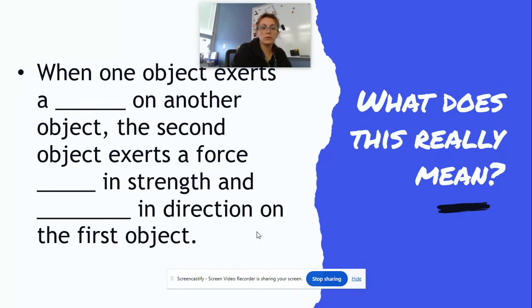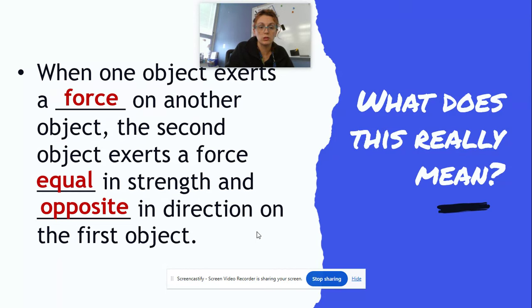Now, what does this really mean? This means that we have one object that's going to exert a force on another object, and the second object is going to exert a force that is equal in strength and opposite in direction on the first one. Now, I want you to put your hands together like this. So when we clap, what do we feel? We feel a force. We feel force on both of our hands, okay?